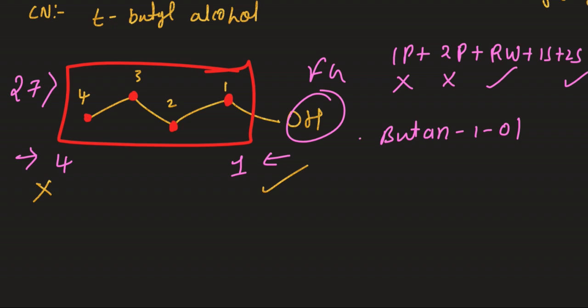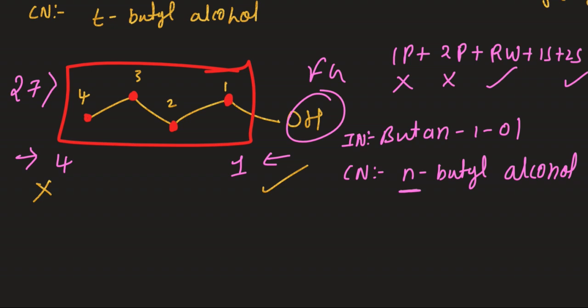Right. So can I say this is a straight chain? Whenever you have a straight chain without branches, can I use the letter N? So what will be the common name? N-butyl alcohol. So what is the meaning of N here? Straight chain without any branches.